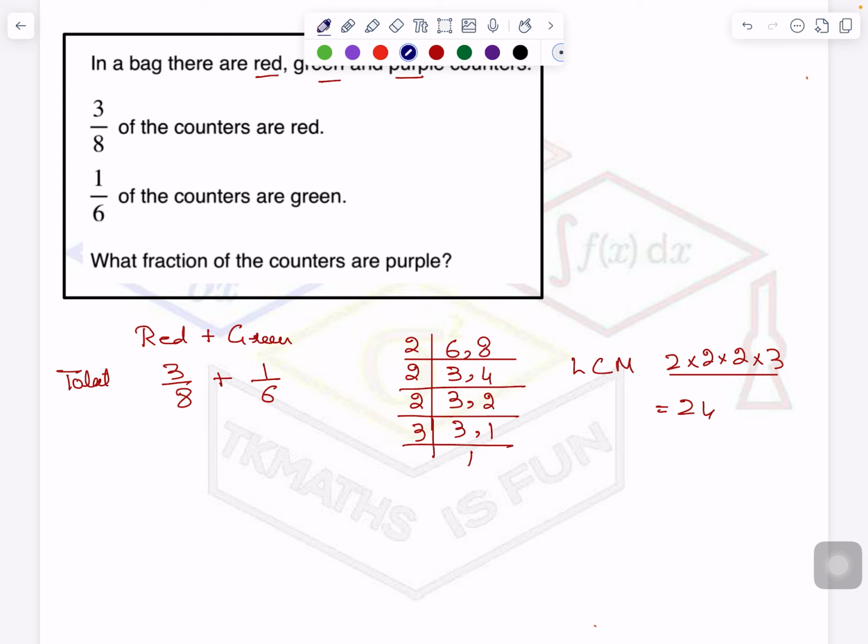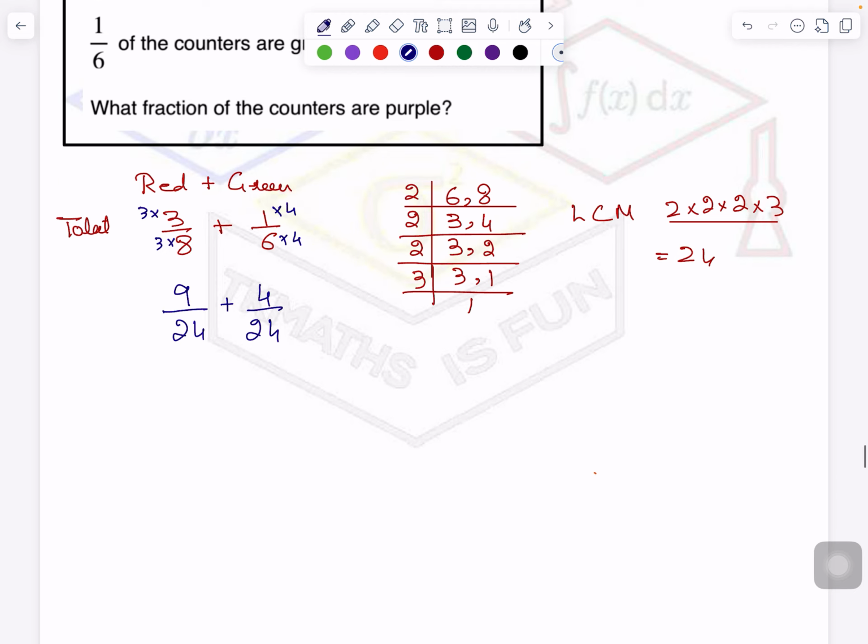equal to 24. So 6 times 4 is 24, and of course I will multiply the numerator also by the same number. 8 times 3 is 24, and I will multiply the numerator by the same number. So now I have 3 times 3 is 9, 3 times 8 is 24, 1 times 4 is 4, 6 times 4 is 24. The denominator is the same, so I can add it up. So 9 plus 4 over 24. So 13 upon 24 is the total fraction of the counters that are red and green.